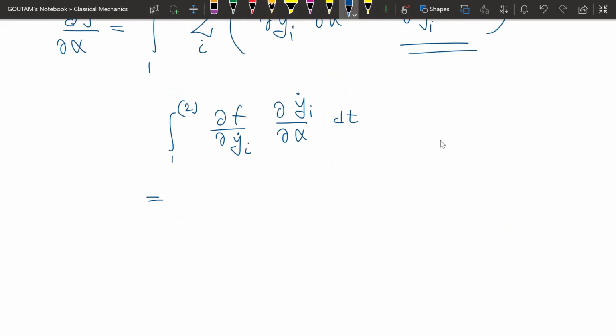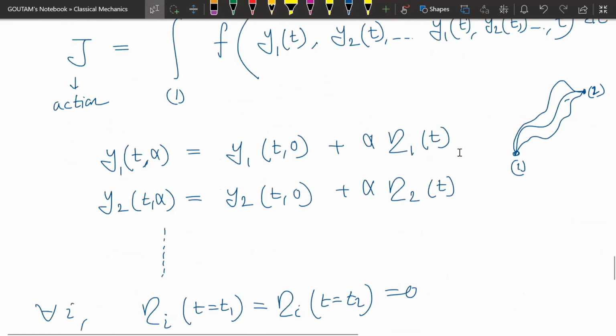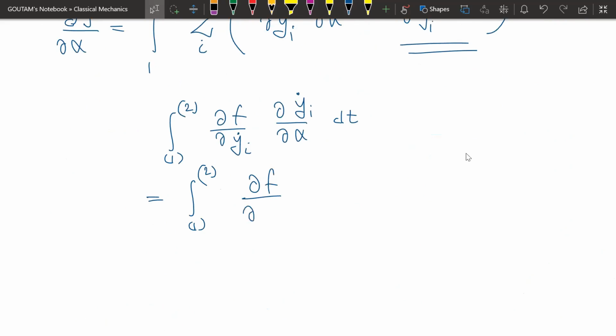Now if we take yi dot, which will be dy/dt. So here t is the independent variable, so y dot means dy/dt. Here we get 1 to 2, and t is independent of alpha. So you can write it like ∂²yi/∂α∂t, and they can commute. In that case, you can write it as ∂/∂t ∂/∂α.